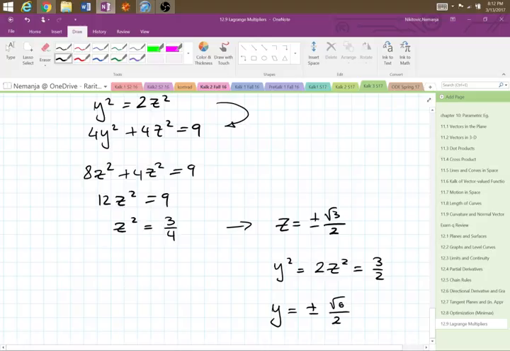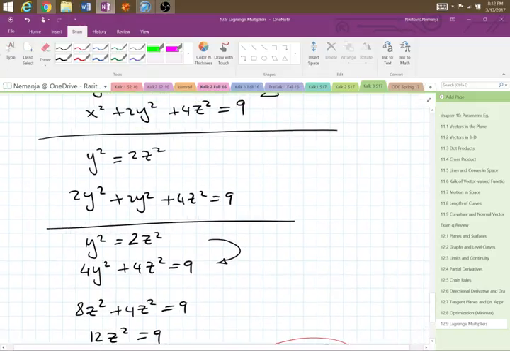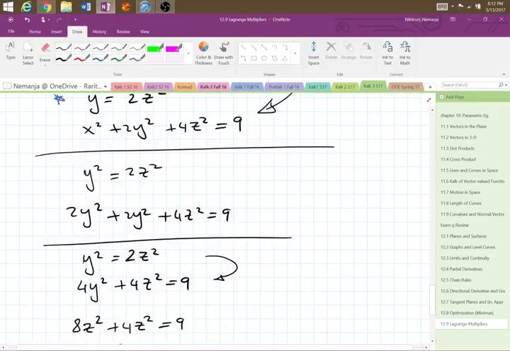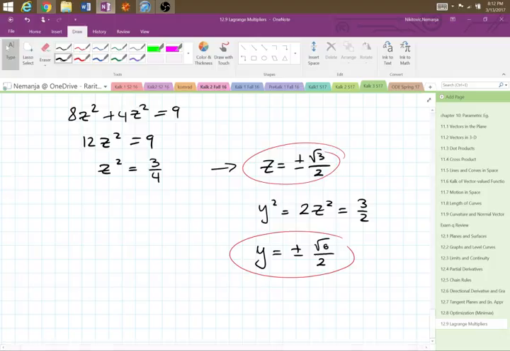Nice. So far I have z, I have y, and now I need x. So where's the single equation that says x equals everything else? There it is, 2y squared. So x squared equals 2y squared. Now we know that y squared is 3 halves. 2 times 3 halves, so that's just 3. So x is plus minus root 3. Awesome.